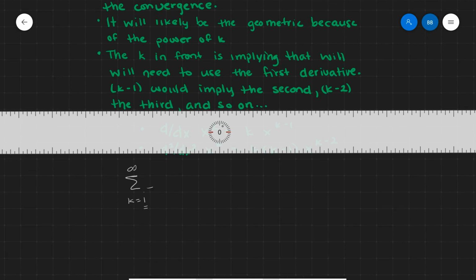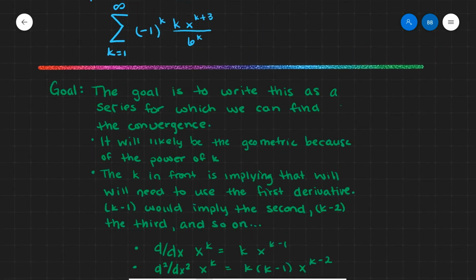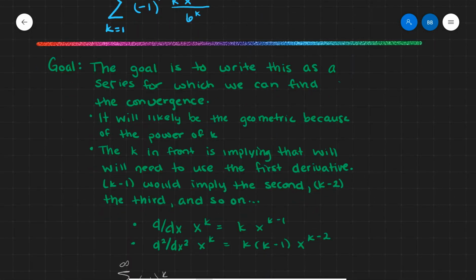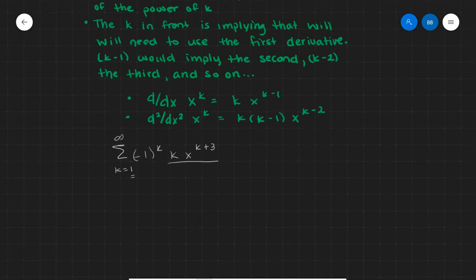Negative 1 to the k times x to the k plus 3, all over 6 to the k.